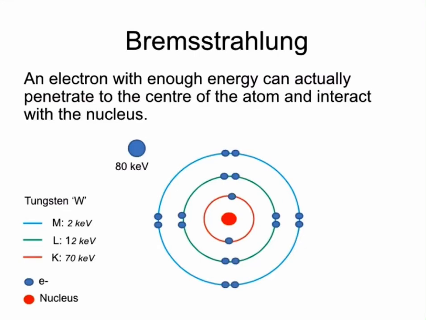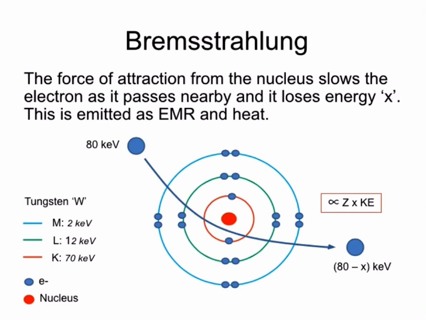The interaction I'm going to talk about, and the one that is most important in terms of X-ray production in radiology, is Bremsstrahlung interaction. This is where an electron with enough energy can penetrate all the way to the centre of the atom and interact with the nucleus. I'll illustrate this once again with tungsten.